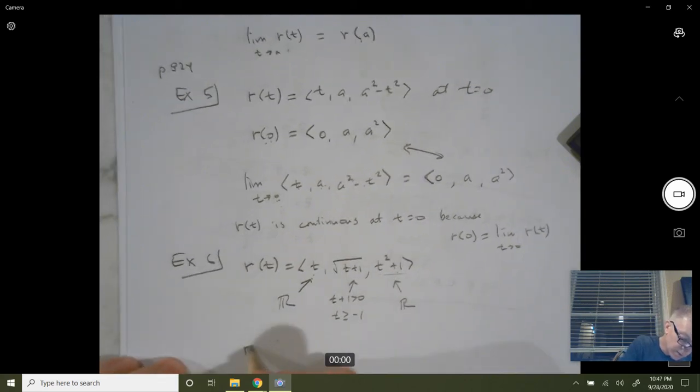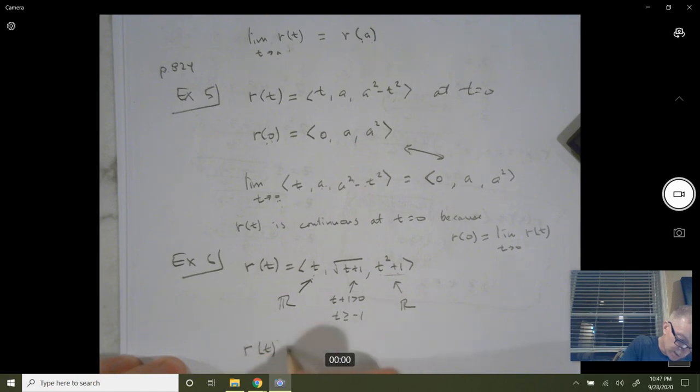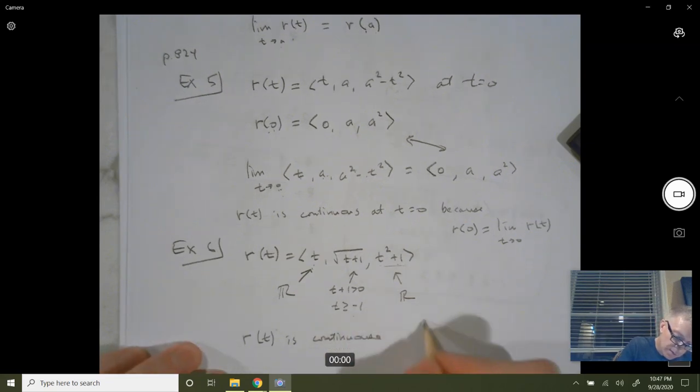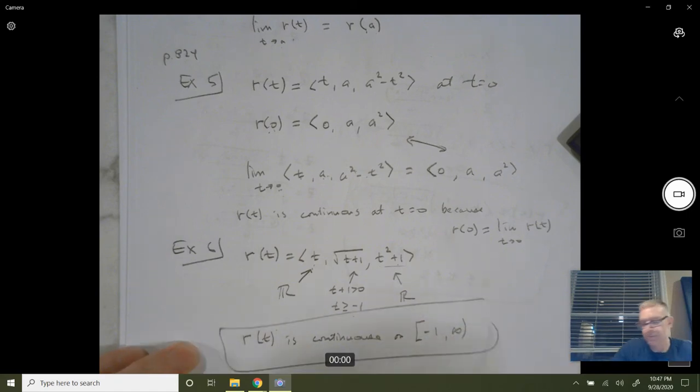Okay, so for this problem, r of t is continuous on the interval from -1 to infinity. Okay, and that's all for now.